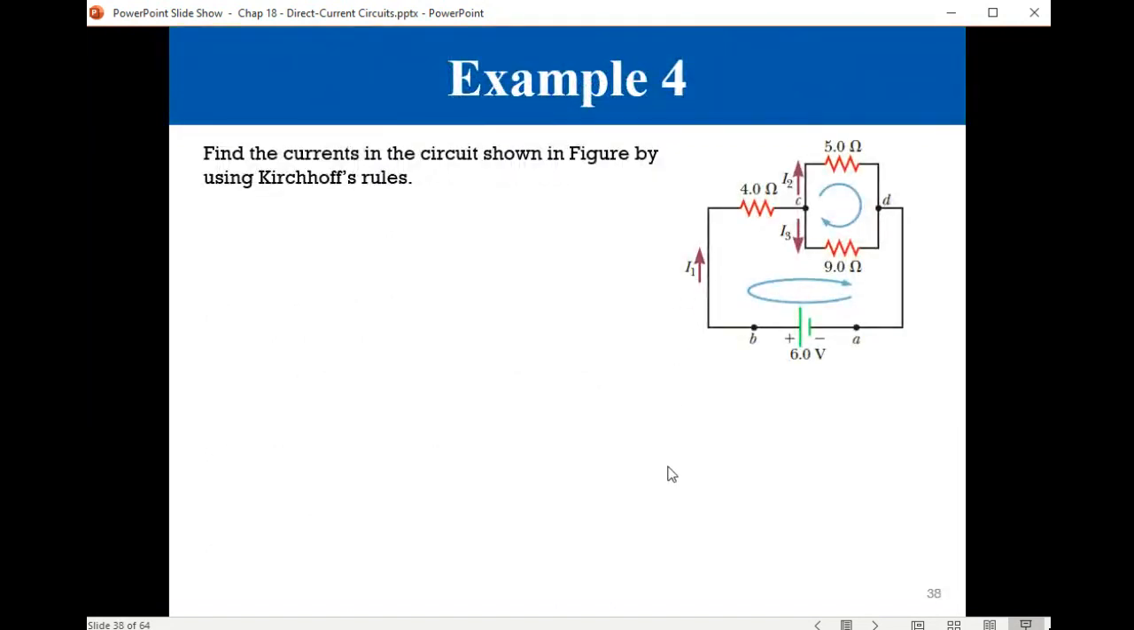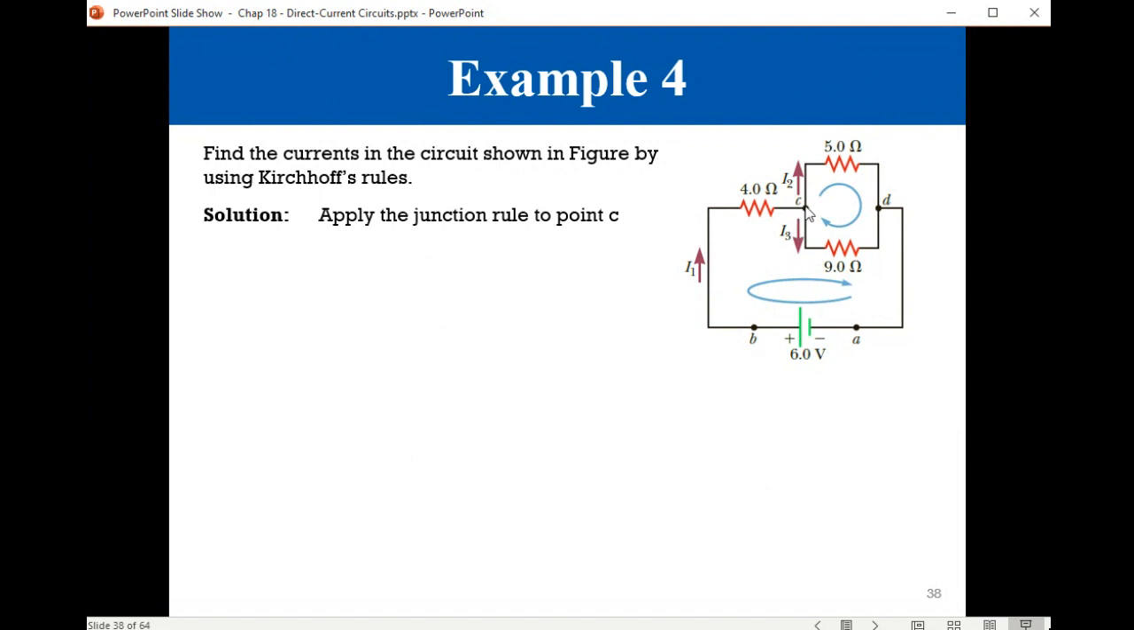Example: find the currents in the circuit shown here in the figure using Kirchhoff's rules. Okay, so here it's not easy. You cannot apply Ohm's law in order to solve for various currents. We need to apply Kirchhoff's rules.